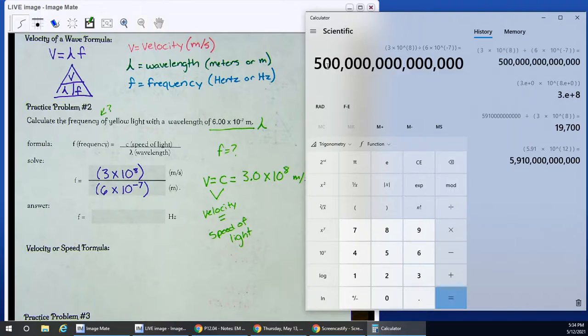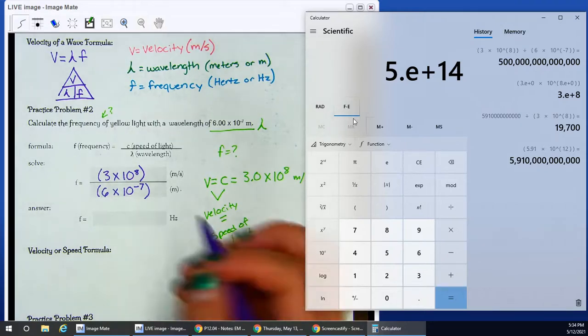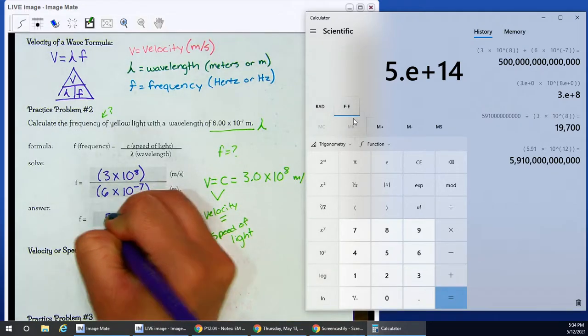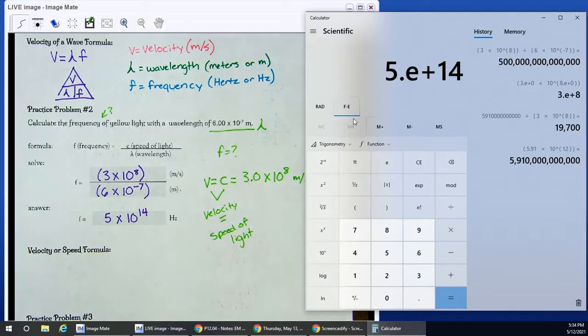That's going to give me a big old number, and I want to change that back into scientific notation, so I'm going to hit this FE button. And that is going to give me 5 times 10 to the 14th power. So 5 times 10 to the 14th power. That's how I'm going to write my answer. And since I'm looking for frequency, my unit is in hertz.